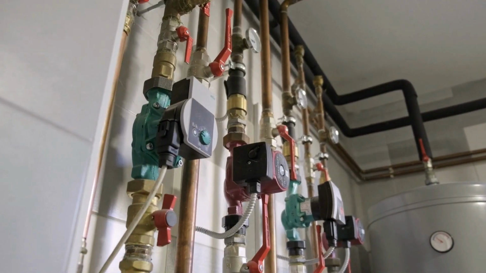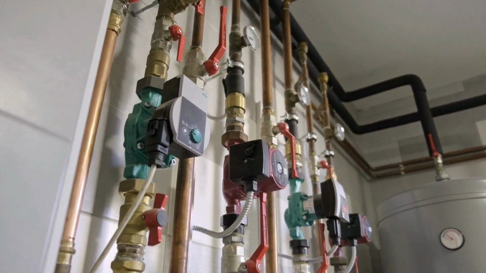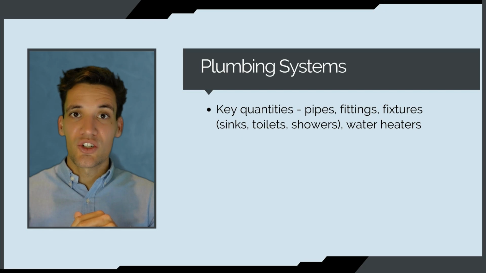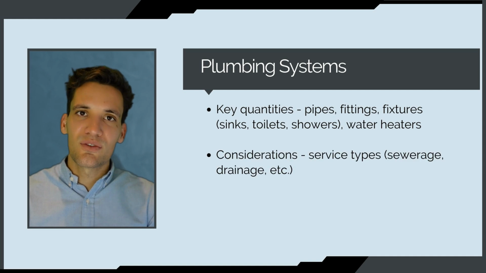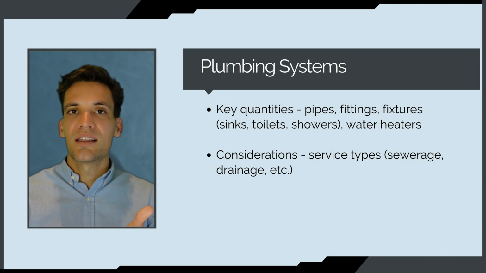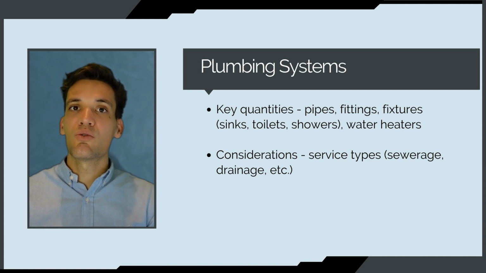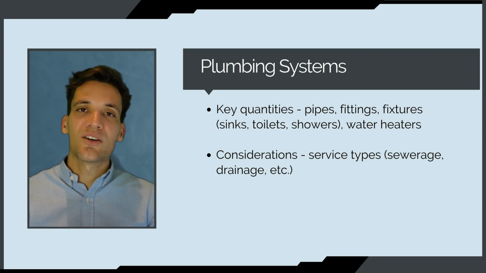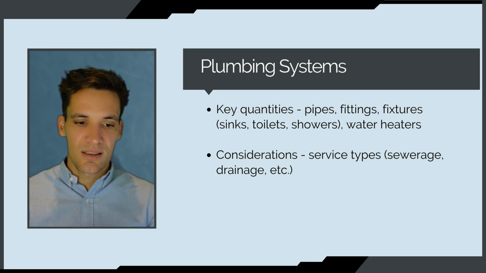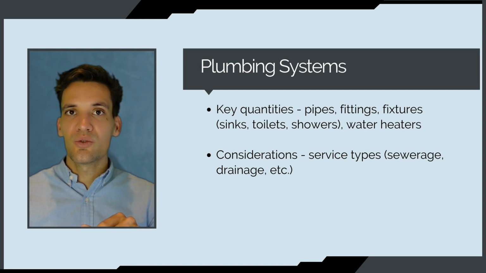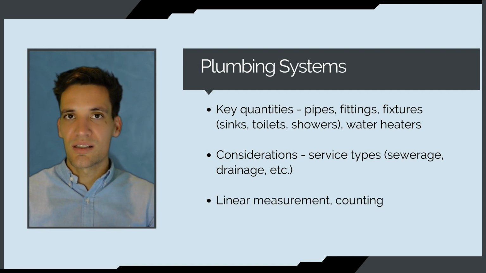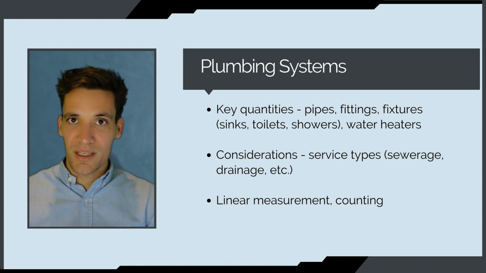For our plumbing systems, we'll need to know the different length of pipes, the number of fittings, the number of fixtures, and so things like sinks, toilets, and showers, and also hot water units. And we need to consider the different types of services. So plumbing, there's obviously potable water, which is drinkable water, there's drainage, there's sewerage, there's hot water. So we need to consider all these different types of plumbing services. And same with the mechanical and electrical. For any pipe work, we'll just simply perform a linear measurement to record the different quantities and types. And then for our fixtures, we'll perform a count measurement.